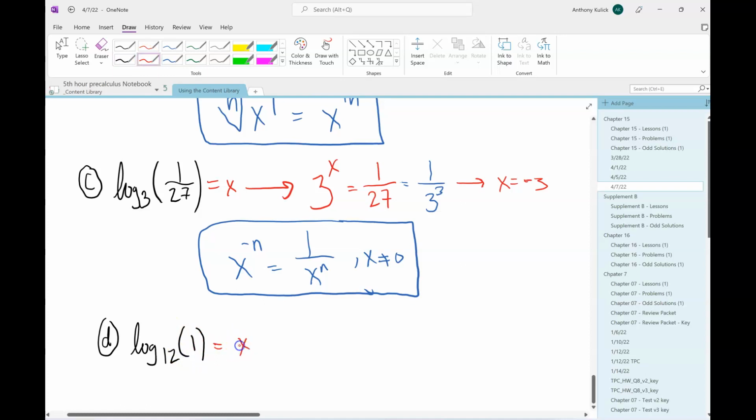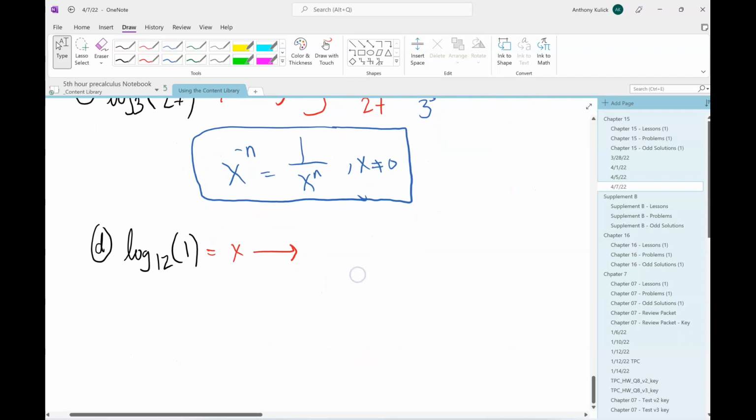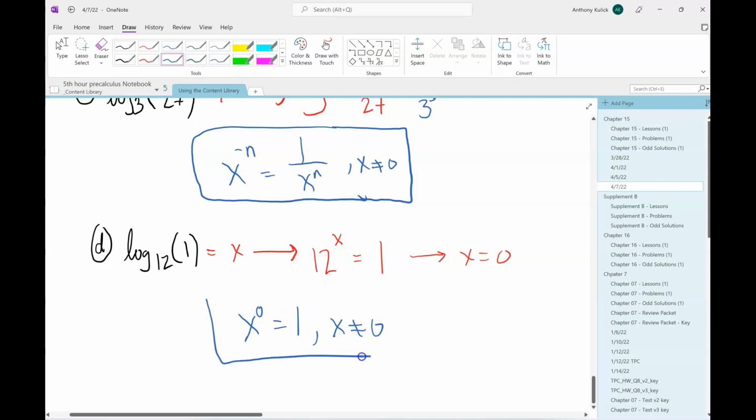Let's do another. Log base 12 of 1 equals x. We'll rewrite that as an exponential. So what's the equation I write here? 12 to the x equals 1. What's the value for x here? 0 is correct. Again, hopefully from last year, you remembered this property of exponents.